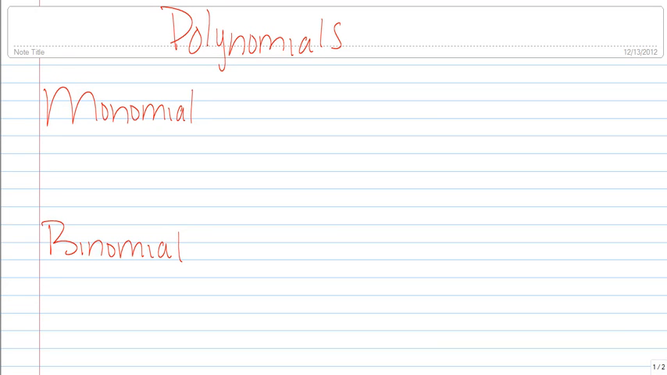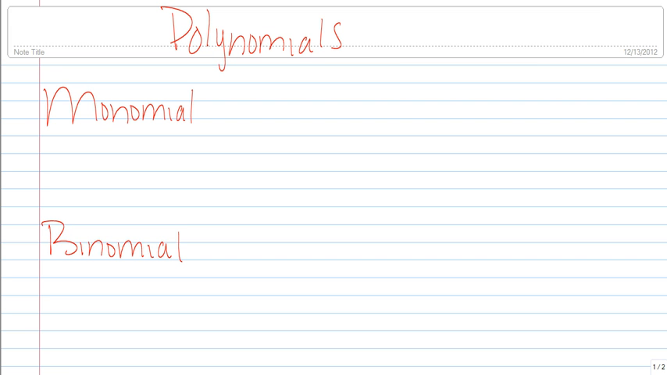Now, the definition of a polynomial is it's the linking up of multiple terms. Okay, so I know you're thinking, what did you just say? Linking up terms? I got you. Let me explain. There's three different classification types of a polynomial. There's monomials, there's binomials, and there's trinomials.